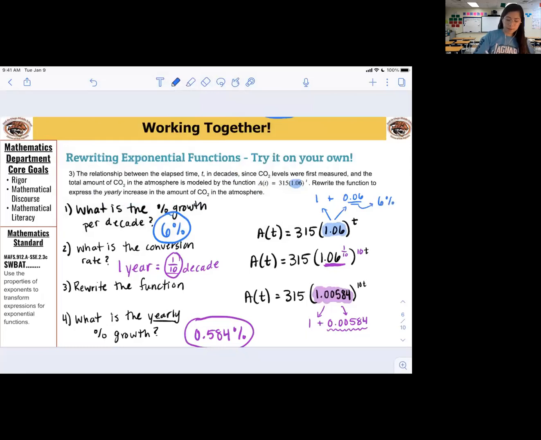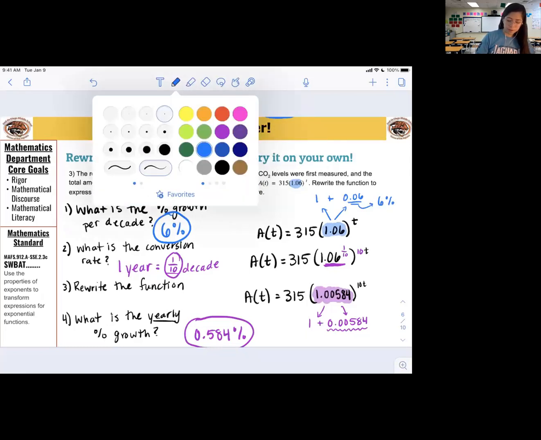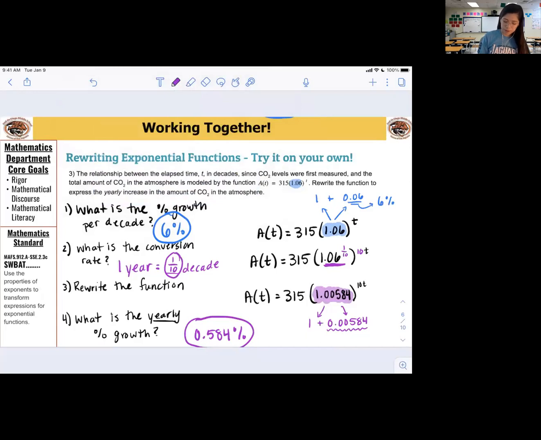Now I just did the same exact thing with my new rate of growth. 0.00584 becomes 0.584%. It's the same exact process. You look at the number in the parentheses, you split it up, you take that decimal and turn it into a percentage. Okay, any other questions on that?